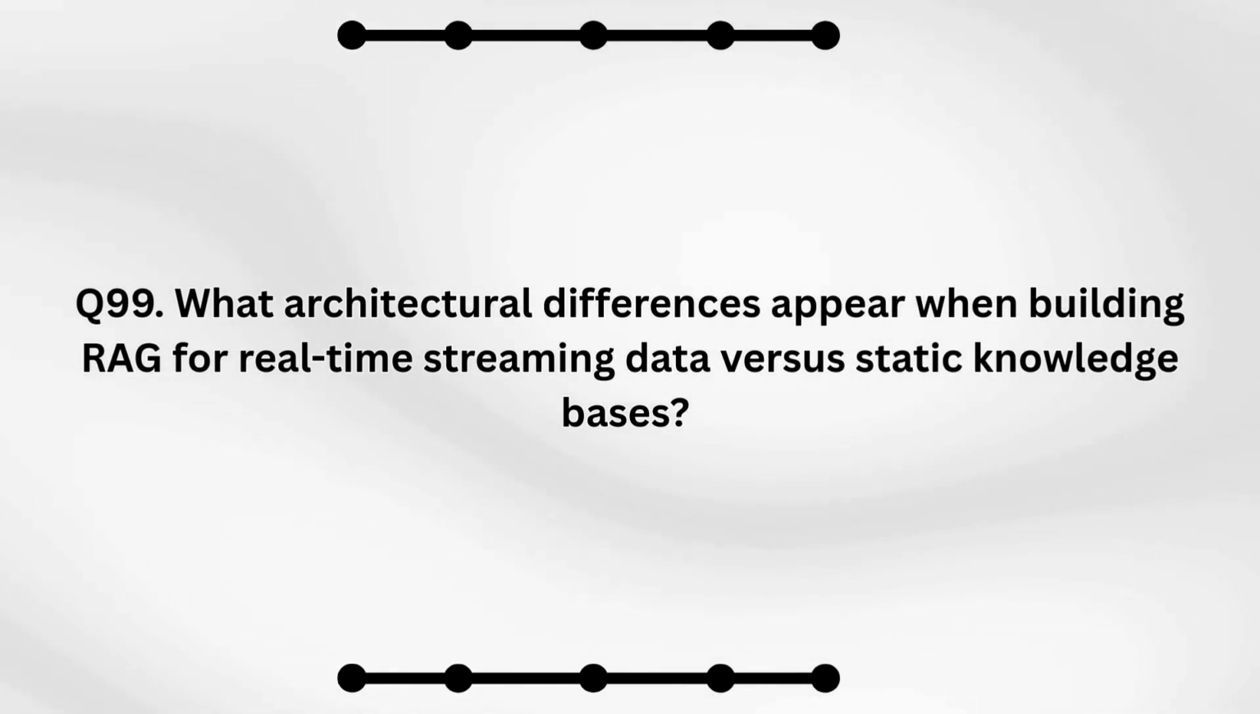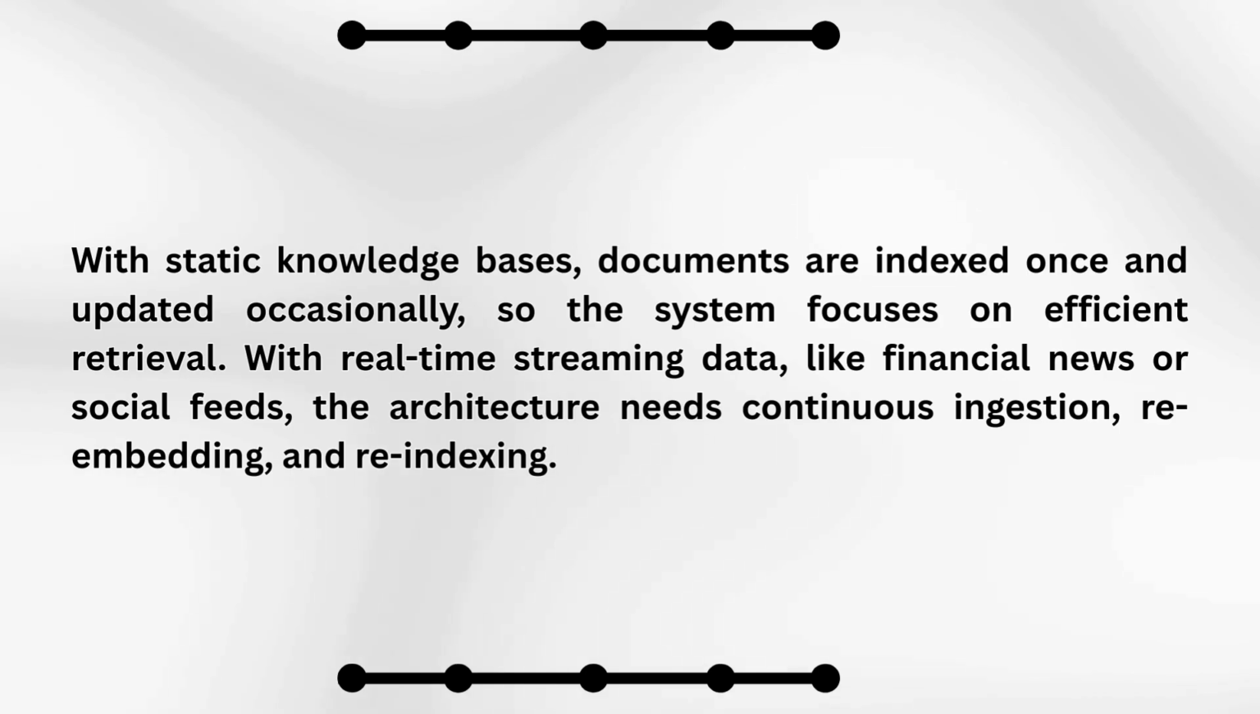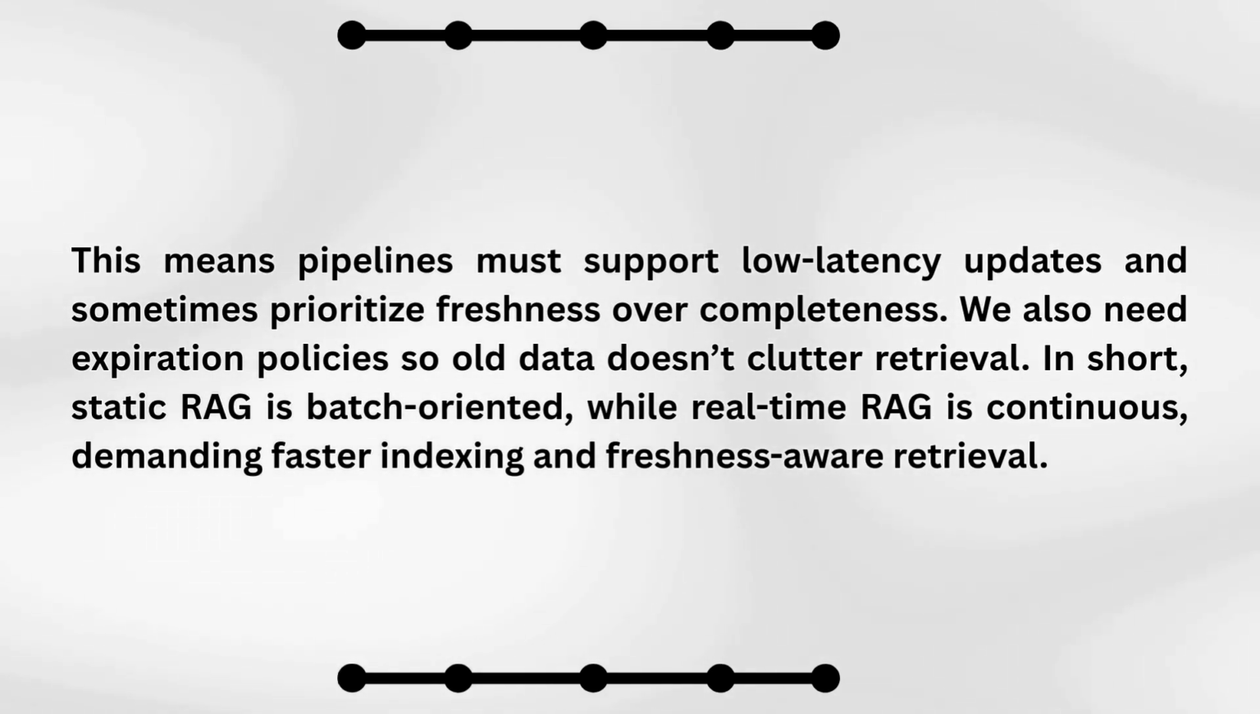What architectural differences appear when building RAG for real-time streaming data versus static knowledge bases? With static knowledge bases, documents are indexed once and updated occasionally, so the system focuses on efficient retrieval. With real-time streaming data, like financial news or social feeds, the architecture needs continuous ingestion, re-embedding, and re-indexing. This means pipelines must support low-latency updates and sometimes prioritize freshness over completeness.